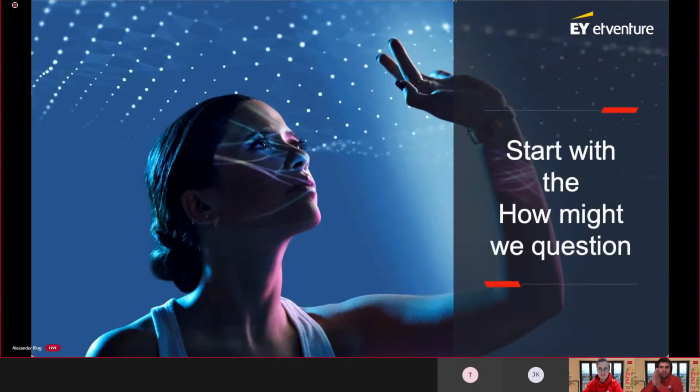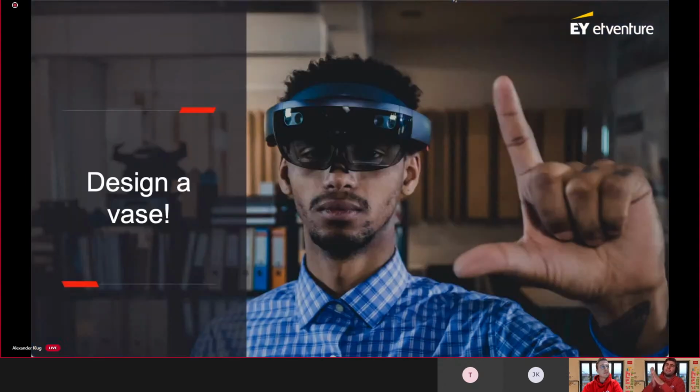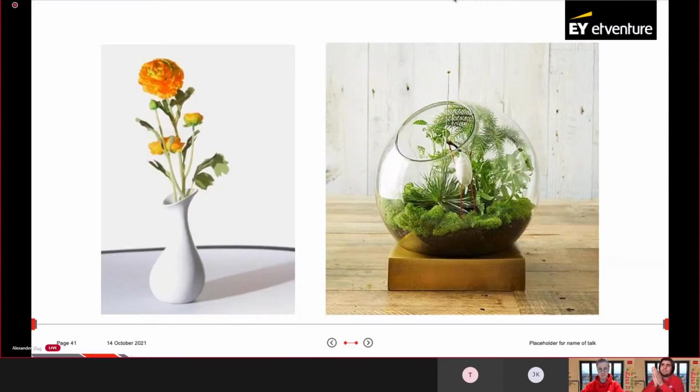Usually when we begin an ideation, we start with the how might we question. So what is the how might we question? If I asked you to design a vase, what pops up in your mind? Usually this is a straightforward question, very closed and not open, and maybe you think of a certain solution. These are beautiful vases, a fancy one, a more innovative one. But this is not the kind of solution we are looking for.